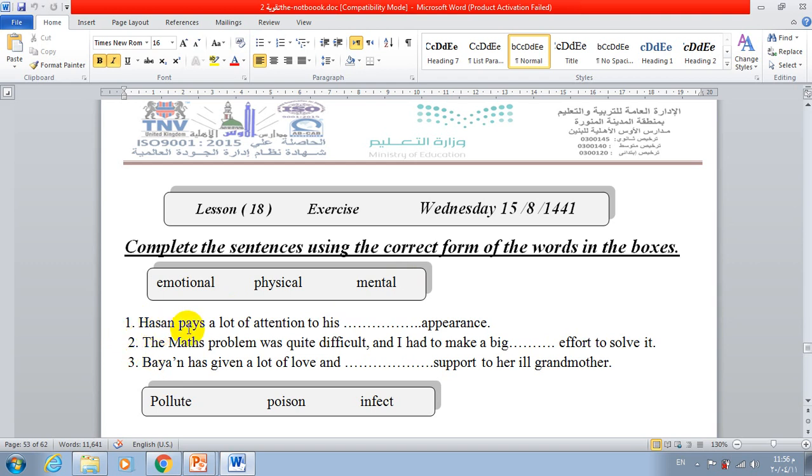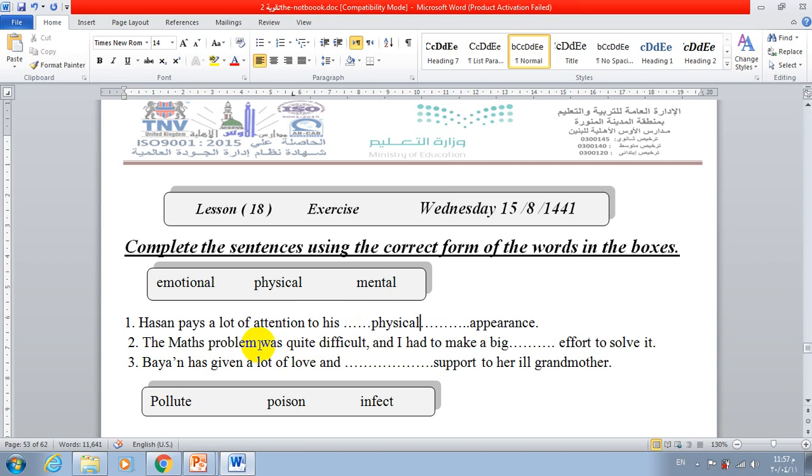Number 1, Hassan pays a lot of attention to his physical appearance. What is the right answer for number 1? Good. The right answer is the word physical, because I told you before that the word physical relates to the body. And here we are speaking about his appearance. So the right answer is physical.